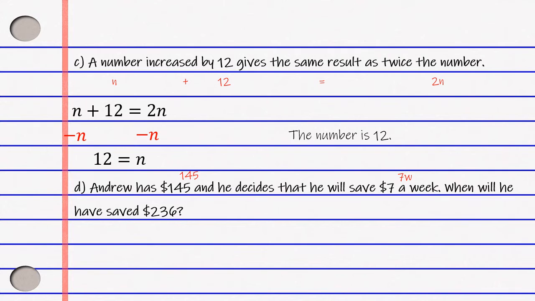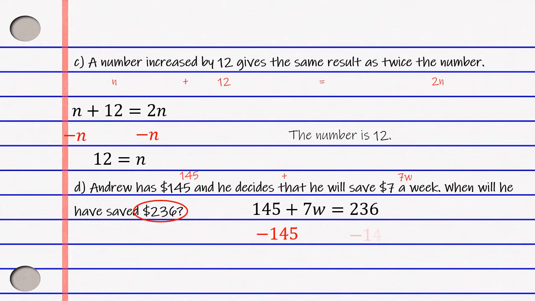So we'll say 7W. So he starts with $145, and every week he's adding $7. So we'll say 145 plus 7 times the number of weeks. So the first week it would be 145 plus 7 times 1, and then the second week 145 plus 7 times 2. When will that amount equal $236? So when we write our equation, we say the 145 that he has in the bank account plus the $7 per week equals $236.